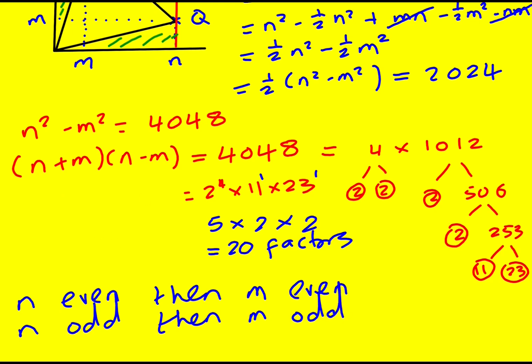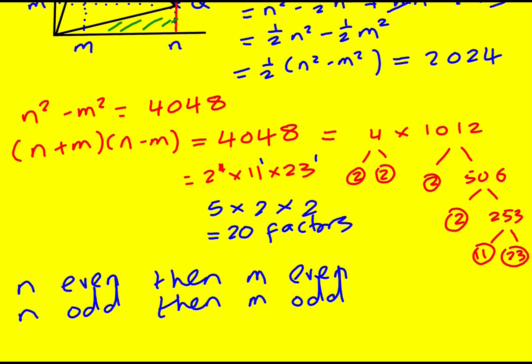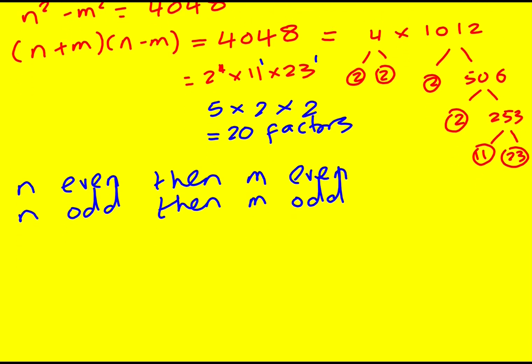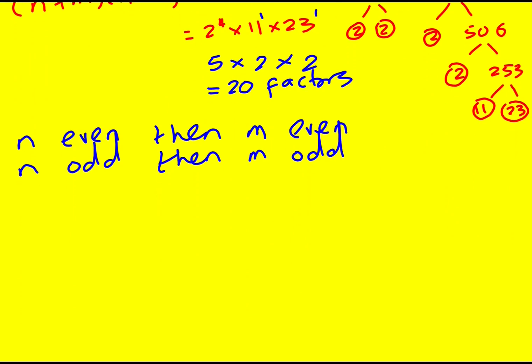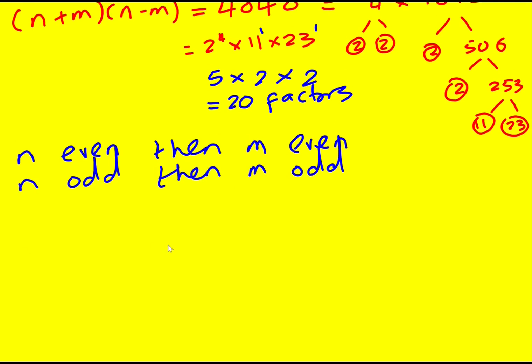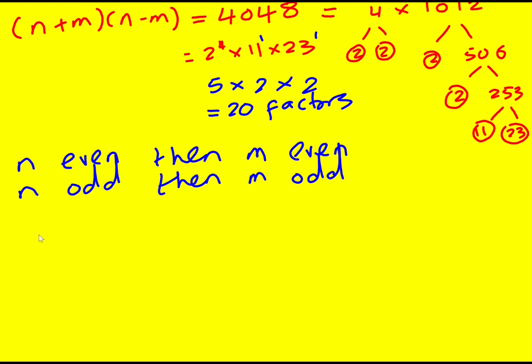So we need to think about this carefully. We can't just say there's 10 factor pairs. We need to also make sure that in them n is even and m is even, or n is odd and m is odd. I think the easiest way to deal with it at this point is to say that we've got 10 factors and find where one of them is odd and the other one is even.